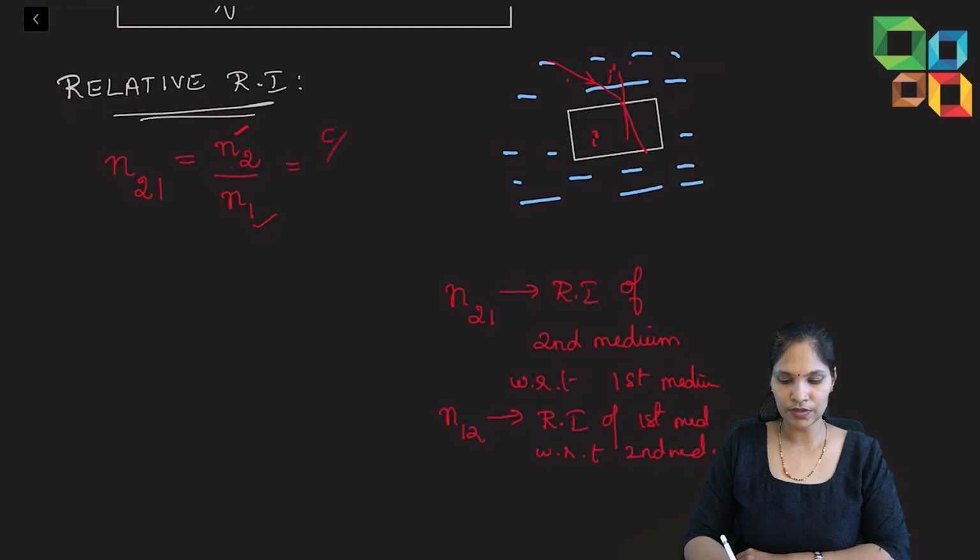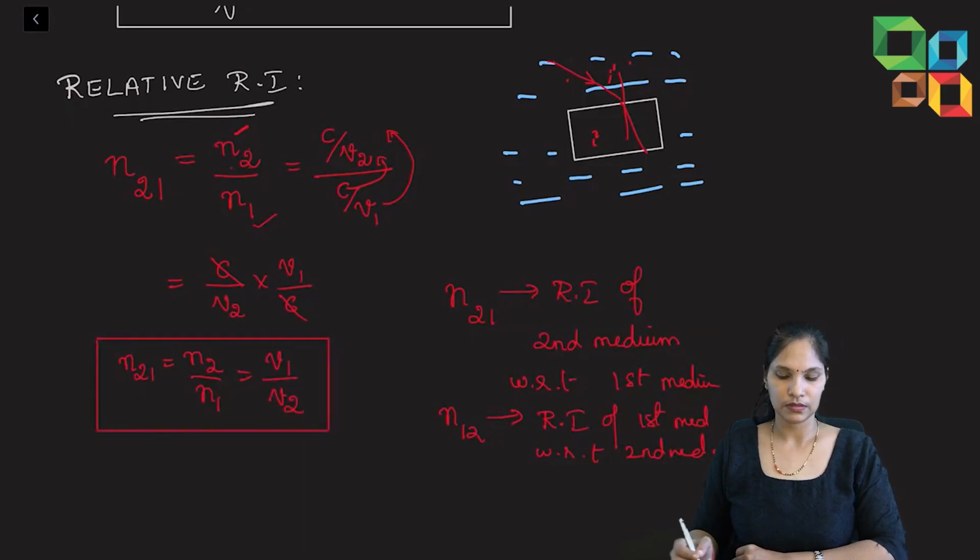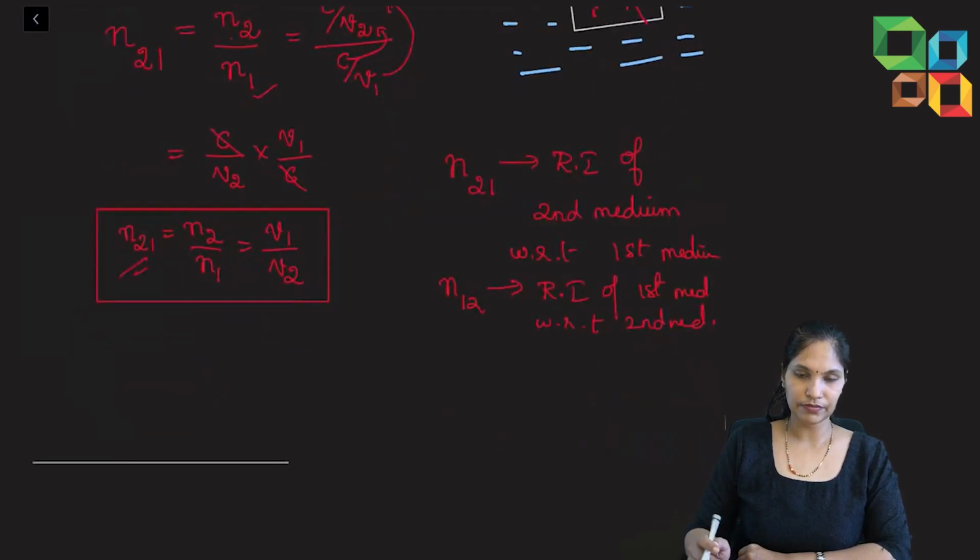It is C by V. So if it is the second medium, V will be the speed in the second medium. Again, this is C by V. If it's the first medium, the speed will be in the first medium. When you take this, this goes up, this comes down. So you get C divided by V2 into V1 divided by C. C and C will cancel. So you end up with N21 being equal to N2 divided by N1, which is again equal to V1 divided by V2. So this is relative refractive index.